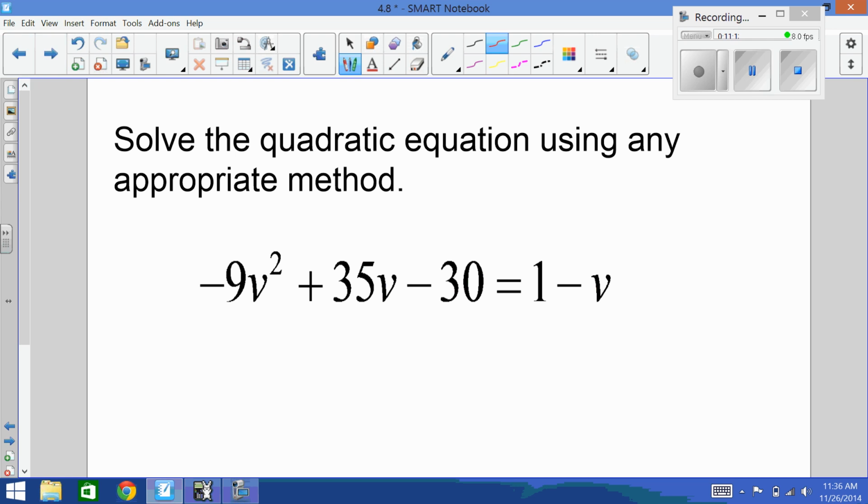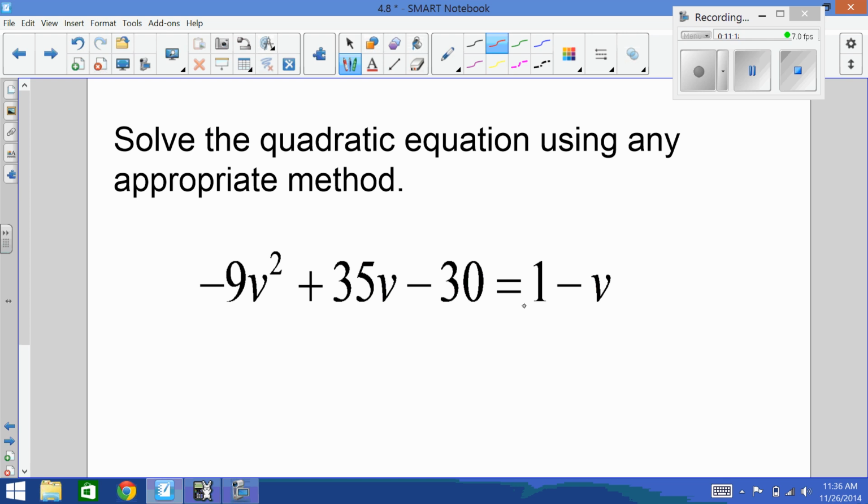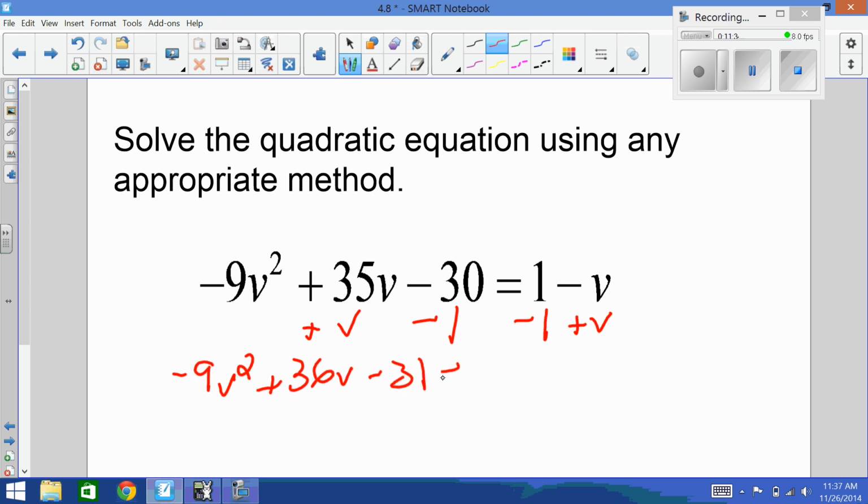All right, last one. I think this is the last one. Yes, last one. So I'm going to subtract 1 and add v to both sides. So negative 9v squared plus 36v minus 31 is equal to 0. All right, so you can try factoring this using the hard AC, or just, since it's a large number, I'm just going to use the quadratic formula.